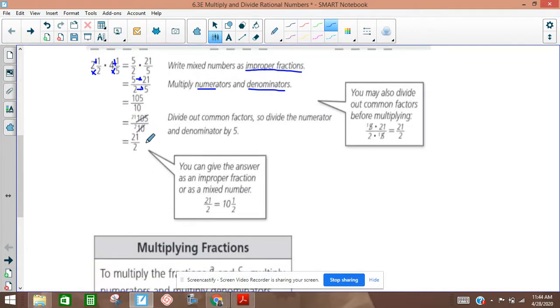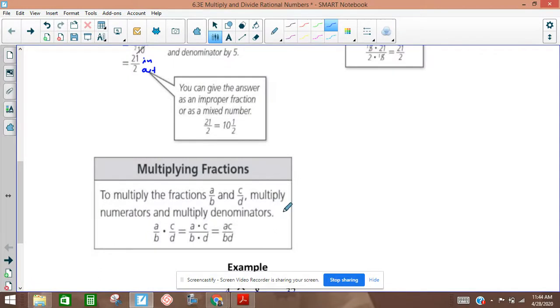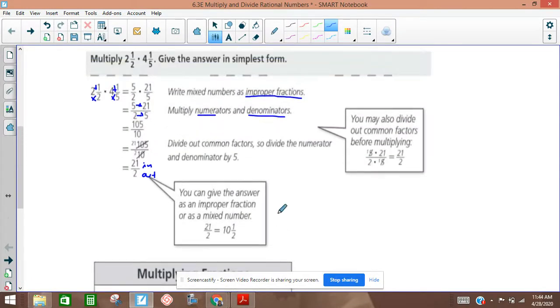Once we have this, you still have to do in and out, meaning divide. Then when you divide, how many 2's go into 21? That will be 10. You will have one remainder, so that will be your new numerator, and the denominator stays the same as a 2. So that's how you multiply with mixed numbers.